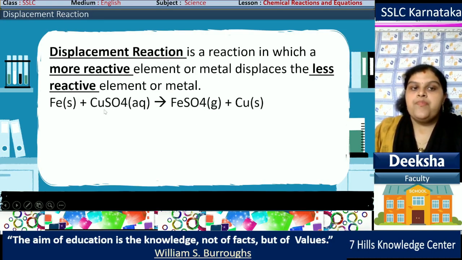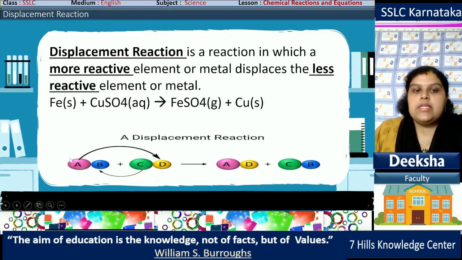For example, Fe plus CuSO4 gives FeSO4 plus Cu. Here we can see that Fe has become FeSO4. Iron has become ferrous sulfate and copper sulfate has become just copper. Here iron is more reactive than copper. That is the reason it has displaced copper from copper sulfate solution and it has given only copper metal outside.